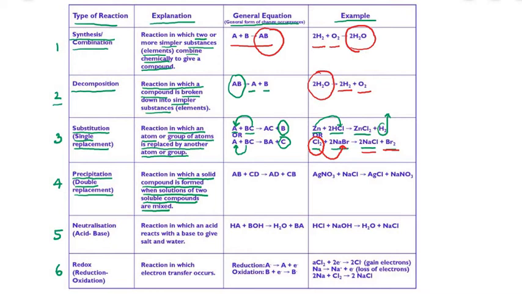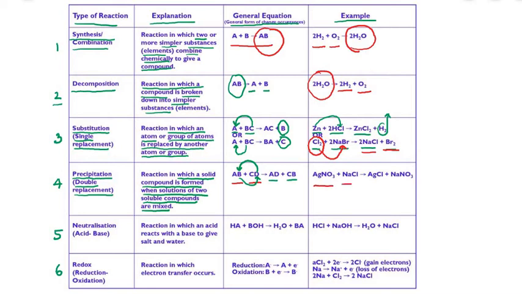Here you can see that AB is one compound and CD is another compound. So what happens here is that D is going to be substituted for B and B is going to substitute for D. So therefore we are getting AD as well as CB. So therefore it is simply called a double replacement reaction. And the typical example, if you see here, silver nitrate, that is AgNO3.